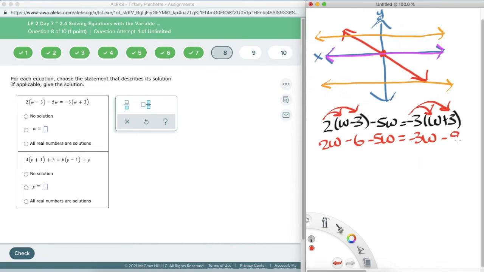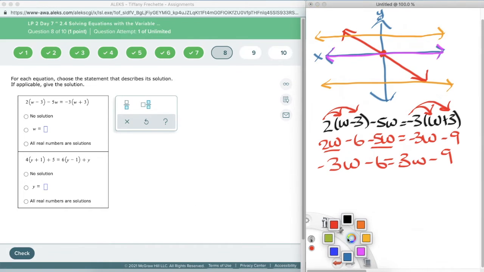All right, now our last step. We've done the distribution, which got rid of the parentheses, and that was our only multiplication. So now we are going to look at addition, subtraction, adding like terms. So I have 2w and I have negative 5w. They're opposites, so I'm going to subtract. And since 5 is bigger, it means I have more negatives, so my answer will be negative 3w minus 9. All right, so now we have a variable on both sides, just like we did before.